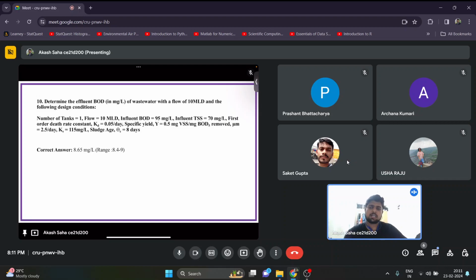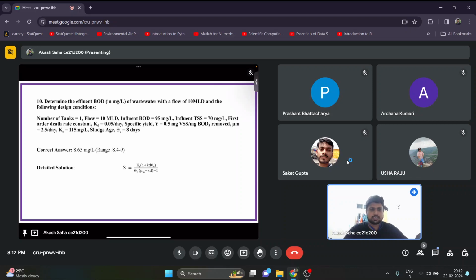Okay, so we will see the answer. It is 8.65 milligram per liter. So we have just derived this equation. As you can see in this equation, it is Ks (1 plus Kd theta c) divided by theta c (mu m minus Kd) minus 1. So directly we can get the answer.